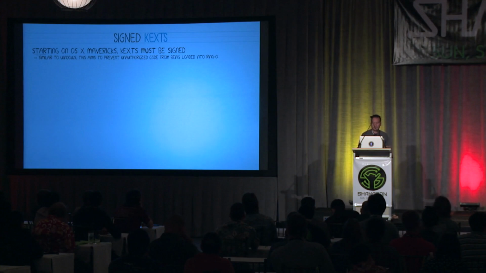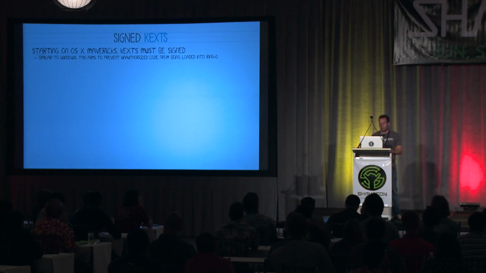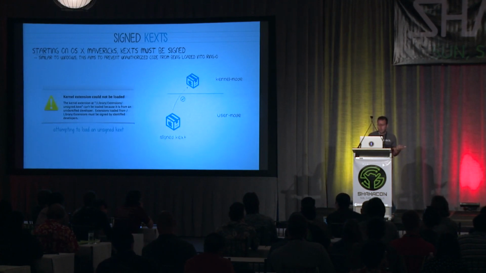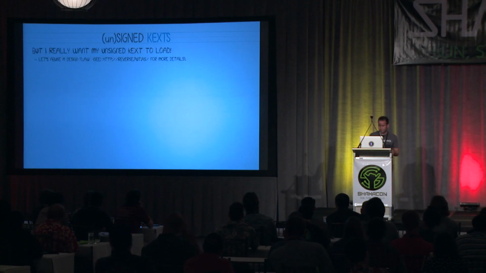So in order to protect the kernel from malicious code or from rootkits, on Mavericks, all kernel extensions have to be signed. This is similar to Windows 64-bit, where digital signatures are verified, and unsigned drivers are not allowed to load. An unsigned or modified kext, or kernel extension, will fail to load. So here we have user mode and kernel mode. The signed kernel extension is allowed to be loaded into the kernel, while the unsigned one is blocked, and an alert is given to the user.